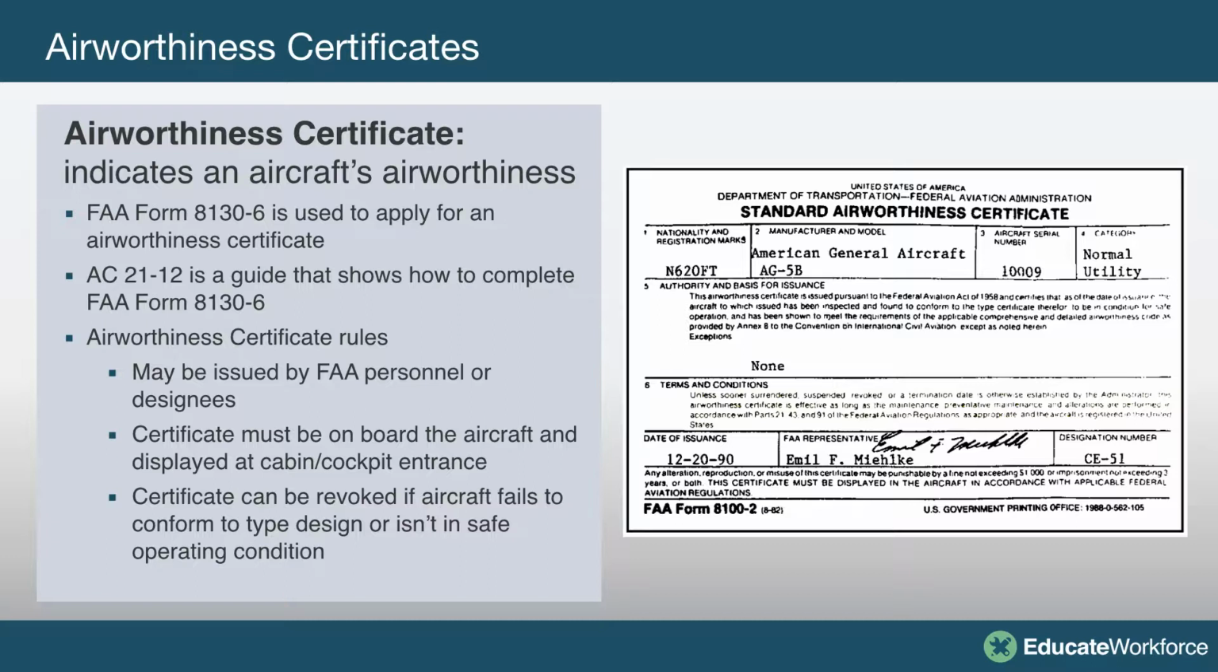An airworthiness certificate indicates an aircraft's airworthiness. The FAA Form 8130-6 is used to apply for the airworthiness certificate. Advisory Circular 21-12 can be used as a guide to show us how to complete the FAA Form 8130-6. The airworthiness certificate may be issued by FAA personnel or designees.